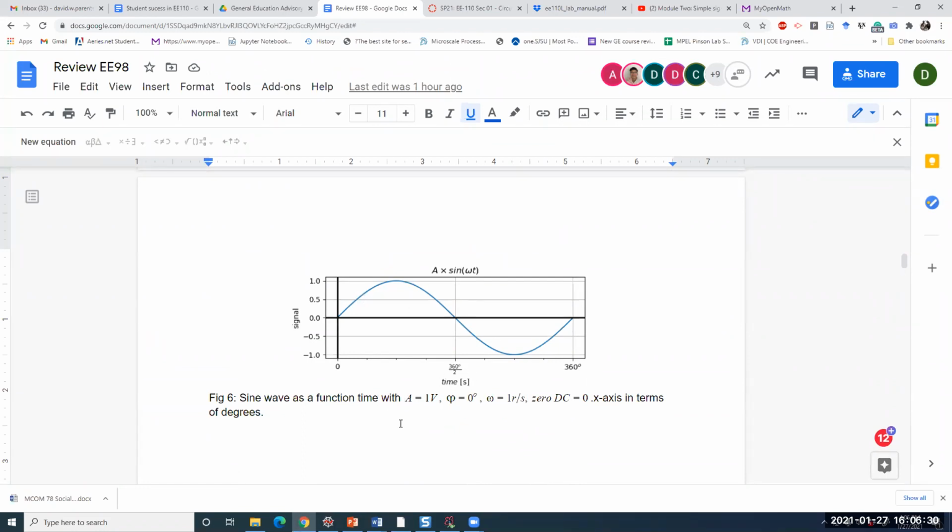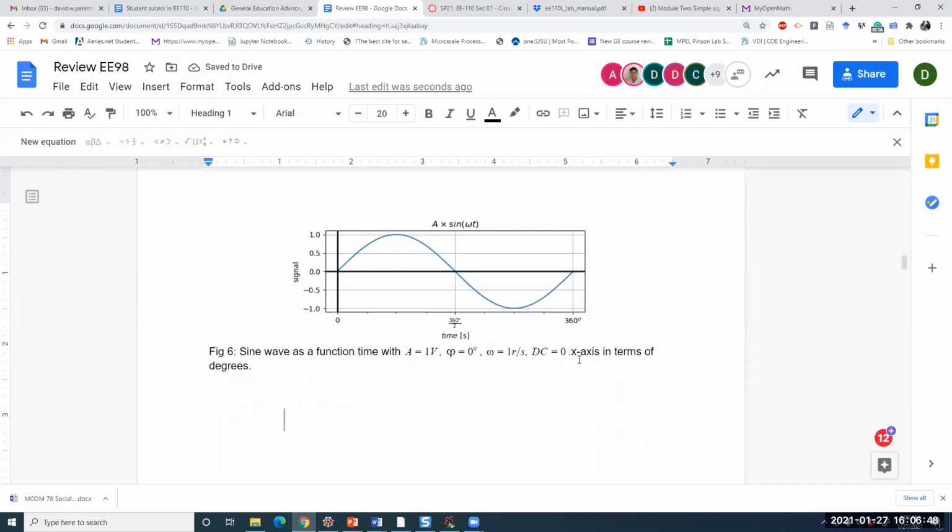Which you can see, right? But the amplitude is 1 volt, the phase delay is 0 degrees. So see, even I've done it, right? And we have 1 radian per second for frequency, and the DC offset is 0, and the x-axis is in terms of degrees.